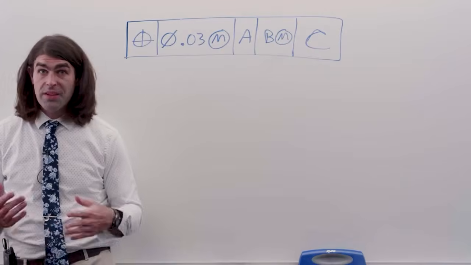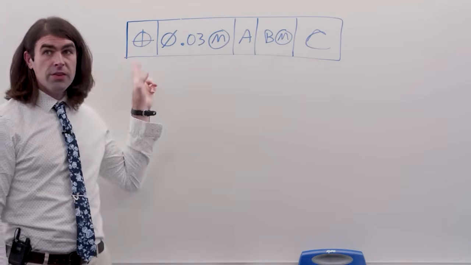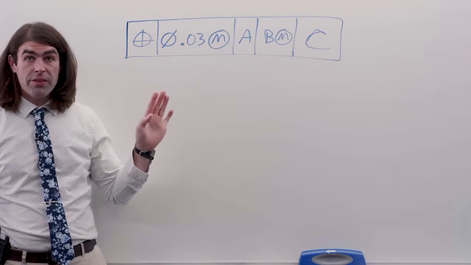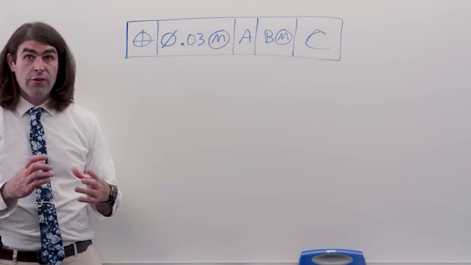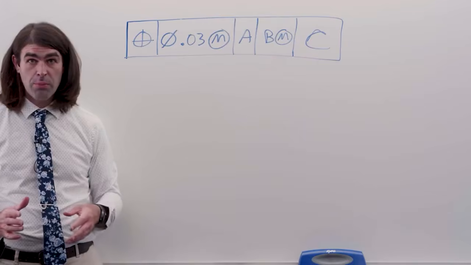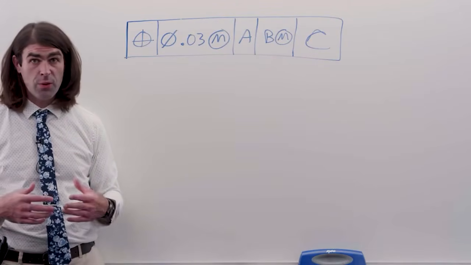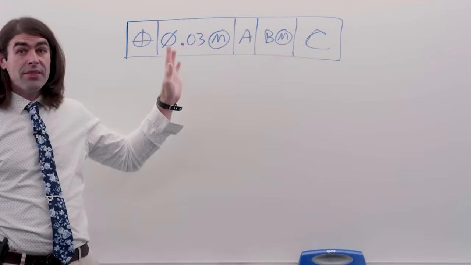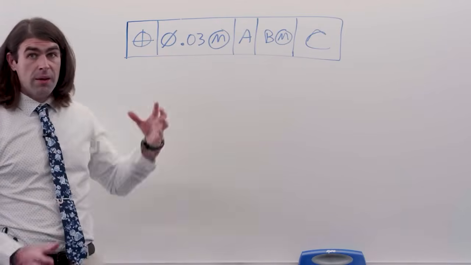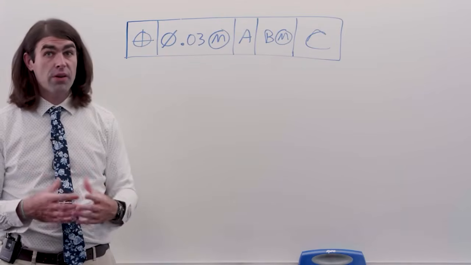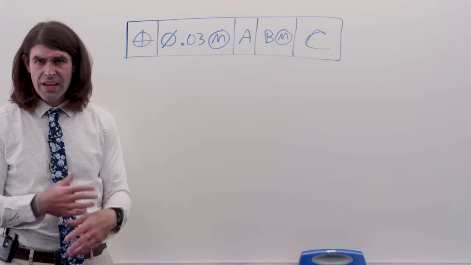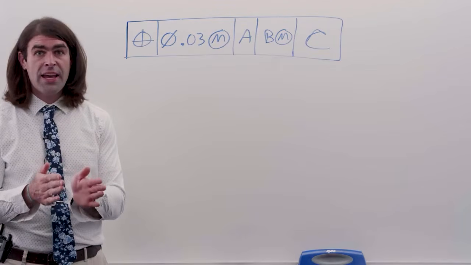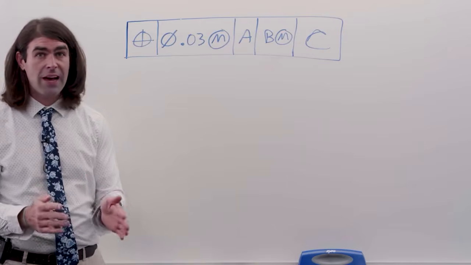So the feature control frame, typically for position, this first symbol is our geometric characteristic symbol, in this case, position. The second thing we'll have is the shape of the tolerance zone. We can have diameter, we can have a spherical tolerance zone, or there could be no symbol there if we're controlling a width, so a center plane, right? Next is the value, or the tolerance value. This is given as a total. So when it's applied to a diameter, that's the diameter of the tolerance zone. When it's applied to a sphere, it's the diameter of the sphere. When it's applied to a width, it's the distance the 2 planes are apart in which the center plane of the feature must lie.